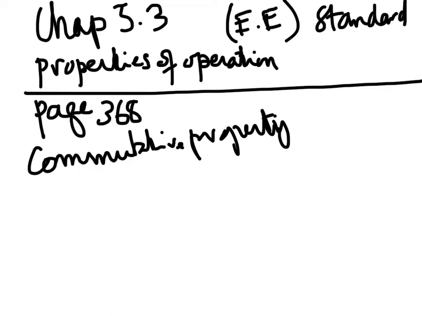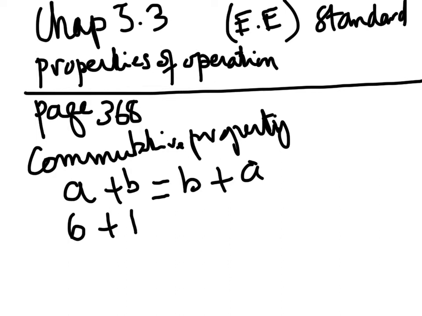What the commutative property tells us is that if you have A plus B, it is the same as B plus A. The good thing about this rule is that you can apply it to see if it works or not. So let's try an example. Let's say I have 6 plus 1. Does it equal 1 plus 6? Well, 6 plus 1 is 7, and 1 plus 6 also is 7. So you can see that what we're saying is true. This property is called the commutative property: A plus B is equal to B plus A.